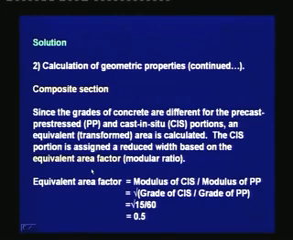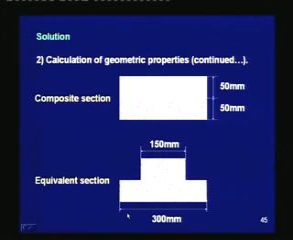For the composite section, since the grades of concrete are different for the precast, prestressed and cast in situ portions, an equivalent or transformed area is calculated. The CIS portion is assigned a reduced width based on the equivalent area factor, which is also called the modular ratio. The equivalent area factor is determined based on the grades of concrete, and we get a value of 0.5. Thus, the composite section is being transformed to an equivalent section with a reduced width of the topping slab, which is 50% of its original value.